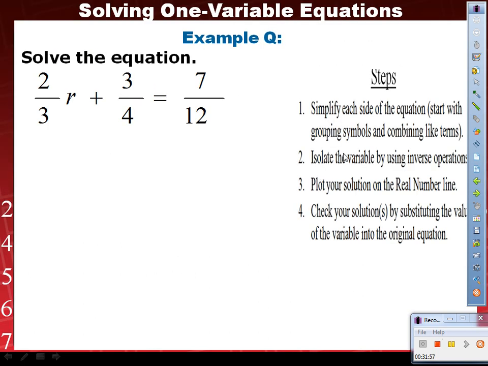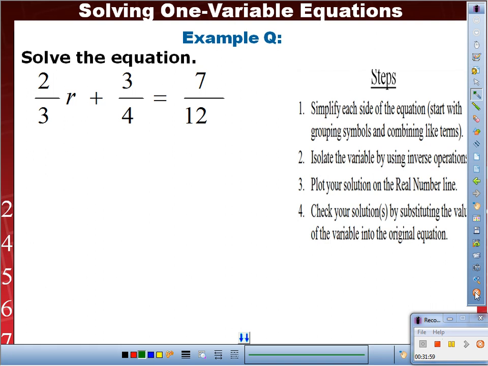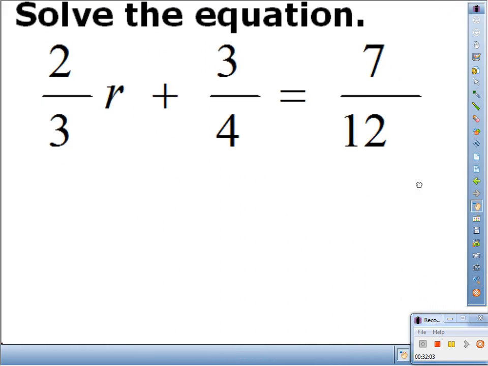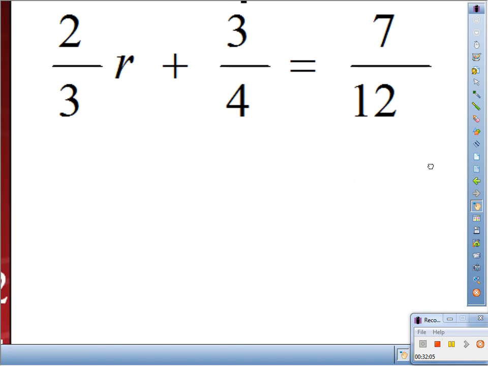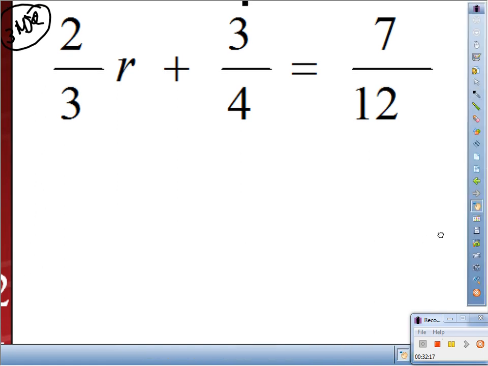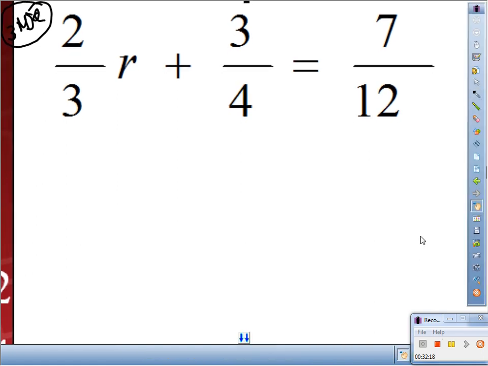All right, another 3-step. Copy this one. Example 3. Let's label this one 3 Michael Jordan Q. 3 MJ Q. 2/3 r plus 3/4 equals 7/12. Just copy it. I'll go over this one.